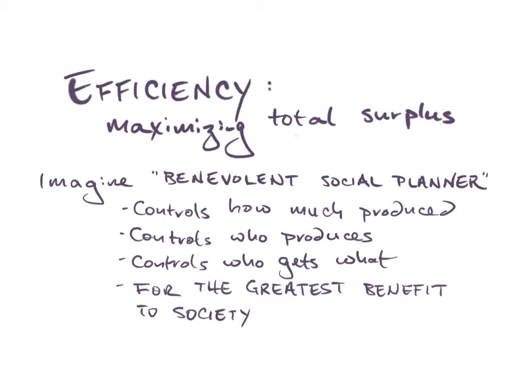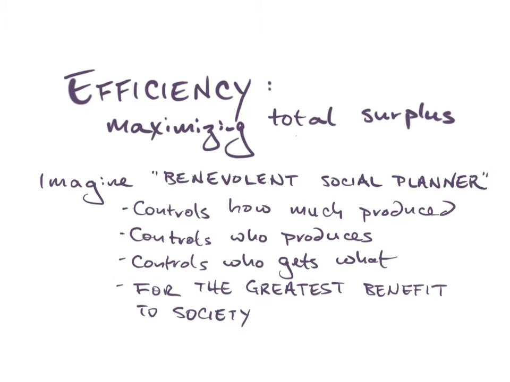Okay, the argument that I'll make today is that markets do a good job of maximizing surplus in society under a couple of conditions. Okay, so we're going to talk about efficiency. And the objective here is to maximize total surplus in a society, among a group of people. And we'll think about this two different ways.